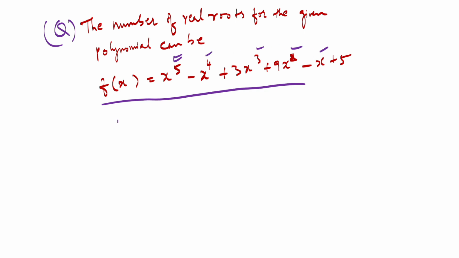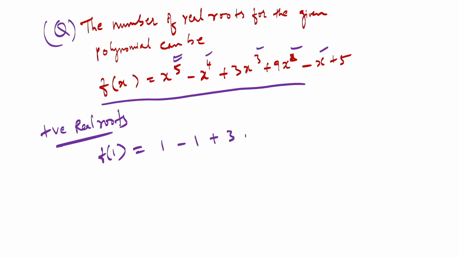In order to find the real roots, they can be positive, and they can also be negative. So first we shall find out the positive real roots. To find the positive real roots we have to just substitute 1. So f of 1 is 1 power 5 minus 1. So 1 power 5 is 1. So 1 minus 1 plus 3 plus 9 minus 1 plus 5.